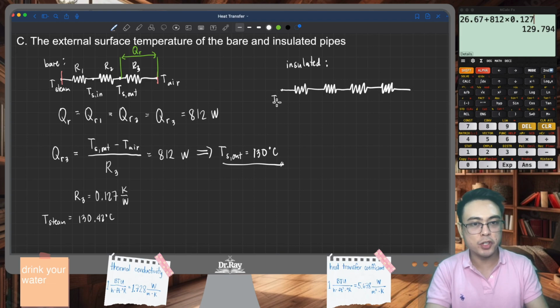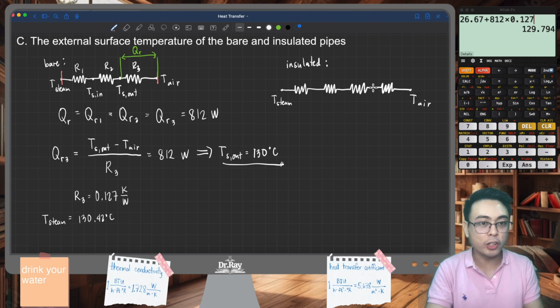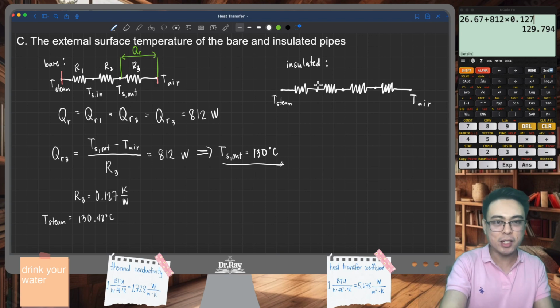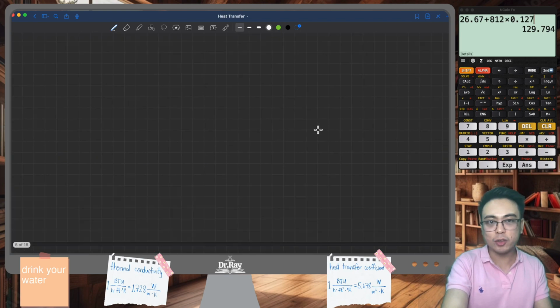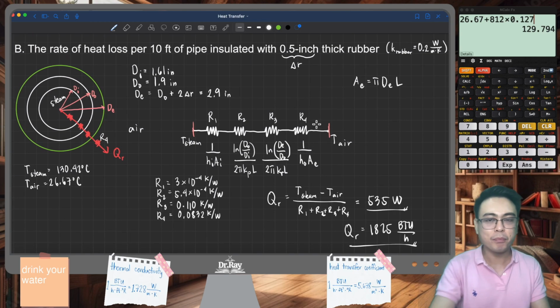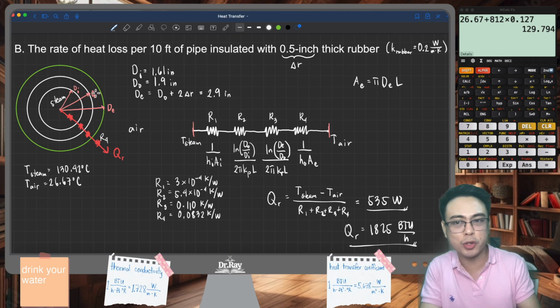This is temperature of the steam. And on the other end here, I have the temperature of the air. Now, what are the junction temperatures here? We now have 3 junction temperatures. Let me drive you back to our illustration earlier. Where are those junction temperatures? Take a look at the points here.